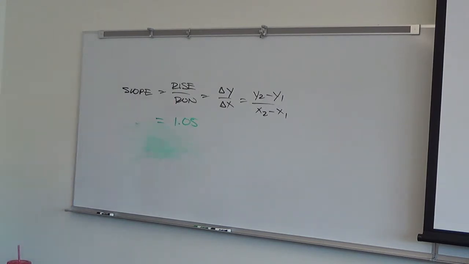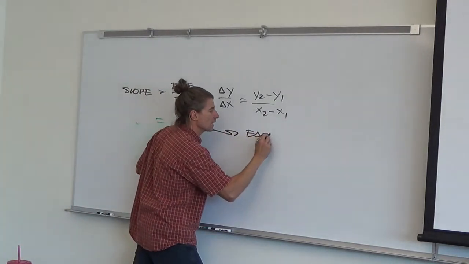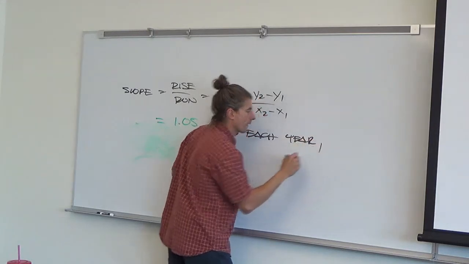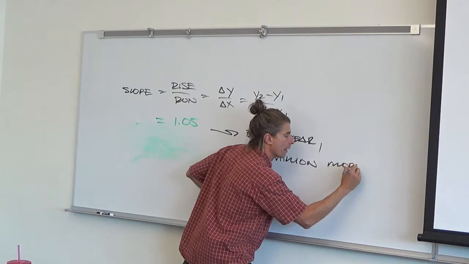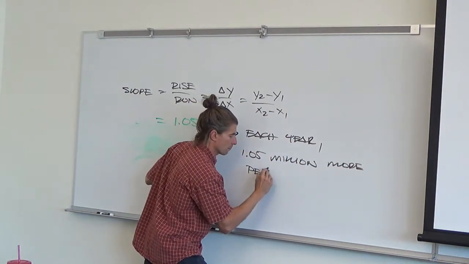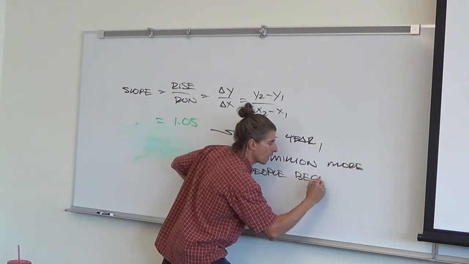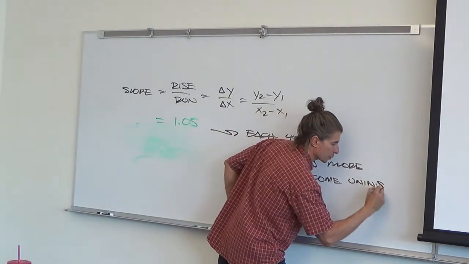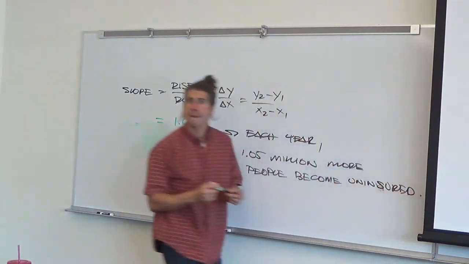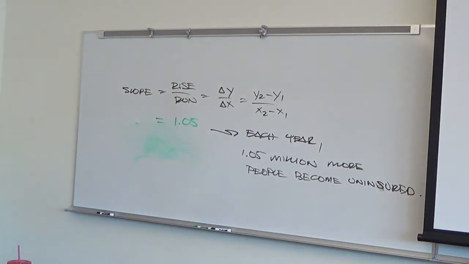You see, that fuses the context with the math. Each year, each additional year, 1.05 million more people become uninsured. Yep. There's an S in there somewhere. Yes. That's the importance. And this is how it ties back to grade, to similar triangles, and this is how it all ties together. That idea of proportionality. Each year.